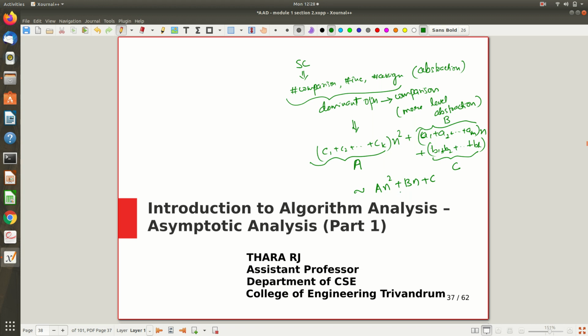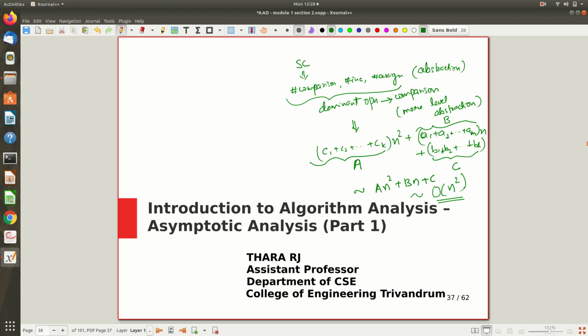expression, n square, this is a polynomial of degree 2, right? The dominant term is n square, so the whole thing you express as order of n square. So what is this order of, this notation big O? We will see the formal definition. For the time being, it's a notation for representing asymptotic analysis. In this video we will see the mathematical interpretation of this big O.